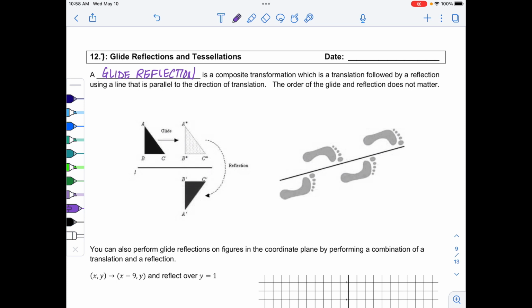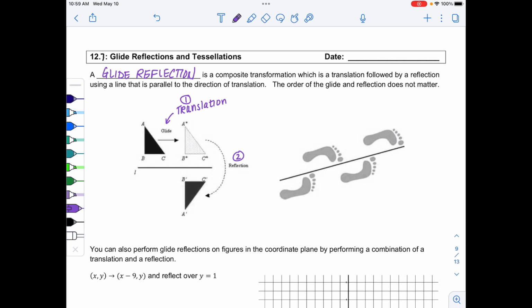So the order of the glide and reflection doesn't matter, meaning you can reflect first and then slide, or you can slide and then reflect. You can do it either way, either order. It doesn't matter. You're going to get the same image from the pre-image in the beginning. So for example, I have a triangle ABC. I have a glide, which represents my first, this is going to be a translation. And then, so this is transformation number one, and then transformation number two would be my reflection, where it would flip over that reflecting line.